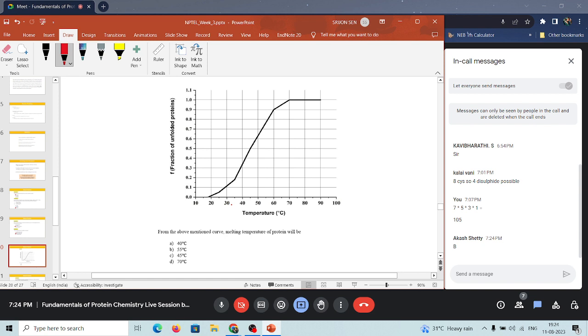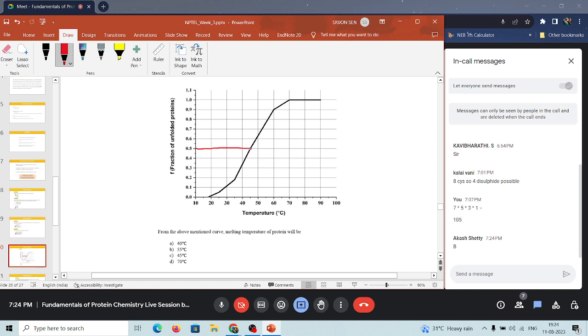Good. So I got one answer. You are saying B. Any other answers? So Tm is the state when a protein is 50% folded or 50% unfolded. So if you see at which the protein is folded, so we have 0.0 and then the fractions of the unfolded proteins. So at 50% means at 0.5, how much it is coming?